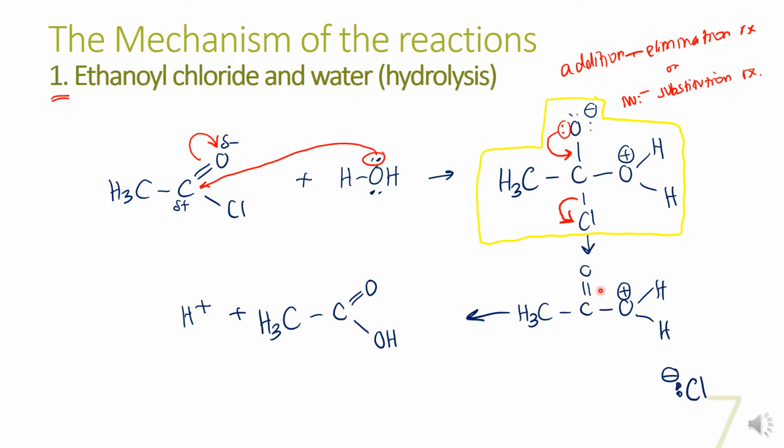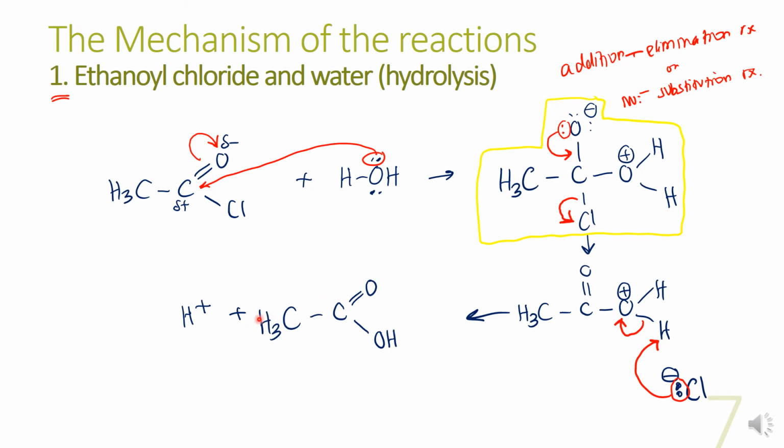This is the reformation of the carbonyl. Before, the double bond became a single bond, which is why we call it an addition reaction, and then the single bond becomes a double bond again, which is why we call this an elimination reaction. The chloride ion is expelled, and this chloride ion is stable. The last step is that the chloride ion will grab the proton, and the single bond goes to the oxygen. So now we get our final product.